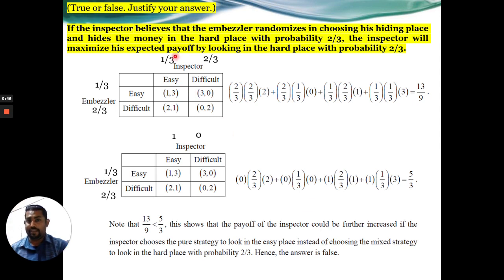Correct? Because previously when we put 1/3 and 2/3, you get 1.44, while when I put 1 and 0, I get 5/3. So it means the payoff of the inspector can be further increased if the inspector chooses the pure strategy to look in the easy place, instead of choosing the mixed strategy to look in the hard place with probability 2/3. So the justification here is false.